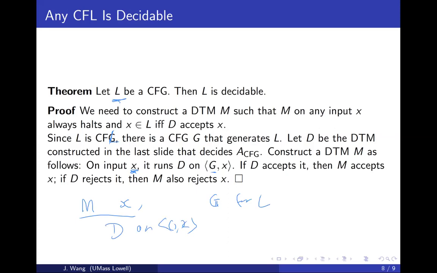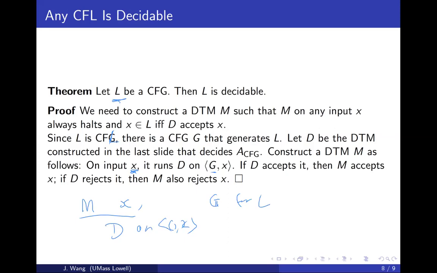Okay, and then if D accepts it, in other words, D accepts it means that it's Chomsky normal form. We check all possible derivations and see whether X can be derived from G. If it is, okay, we know that that's decidable. So if D accepts it, that means X is generated by G, then we let M accept X. Otherwise, if D rejects it, then M also rejects it.